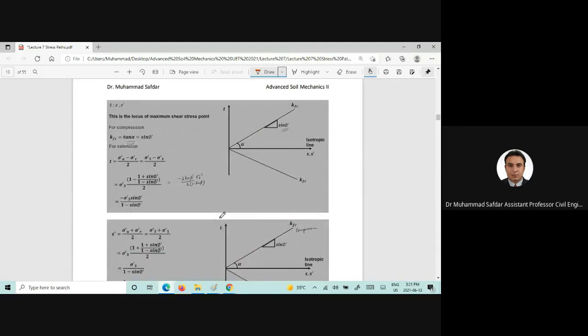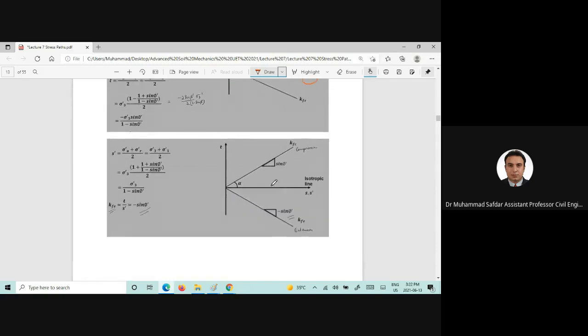Similarly, if you want to plot that in the t and s prime plane, the slope of this failure line would be equal to sine phi prime, and in extension loading, it will be minus sine phi prime. So this line shows the Kf in compression, and this line shows Kf in extension.